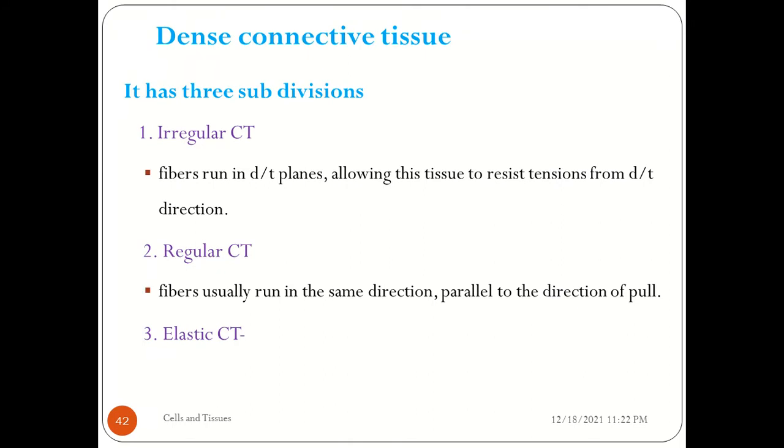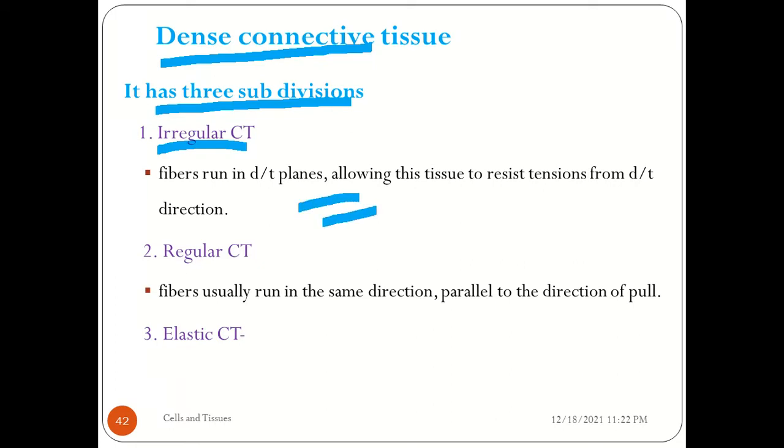The second type of connective tissue proper is known as dense connective tissue. It has 3 subdivisions. The one is irregular connective tissue. Irregular means fibers run in different planes, allowing this tissue to resist tensions from different directions. So this is irregular connective tissue.